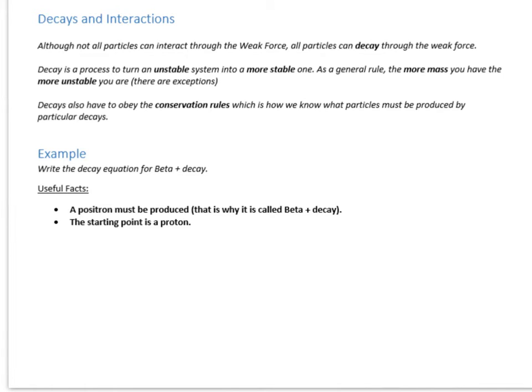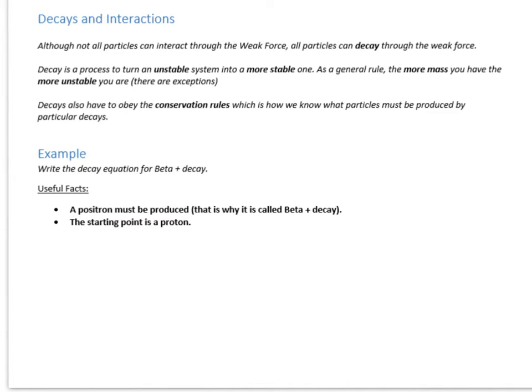Okay, so that's that. And remembering, whenever you're trying to write a decay equation or an interaction equation, they must obey the conservation rules we've done already, and it's one useful way of working out what the particles are. So let's try and write a decay equation for beta plus decay. Now, some useful facts you need to know in terms of deducing this. First one, if it's beta plus decay, it means a positron has been produced. That's why it's called beta plus decay. And the other key thing to remember is the starting point for beta plus decay is a proton.